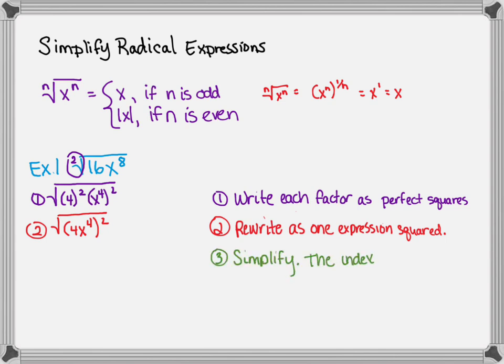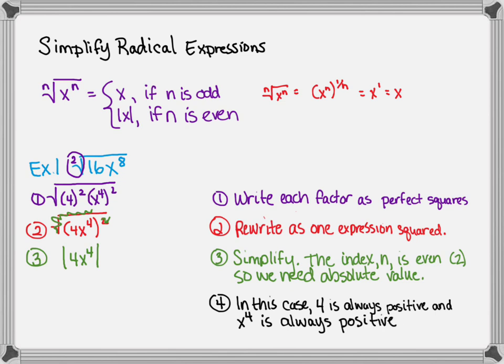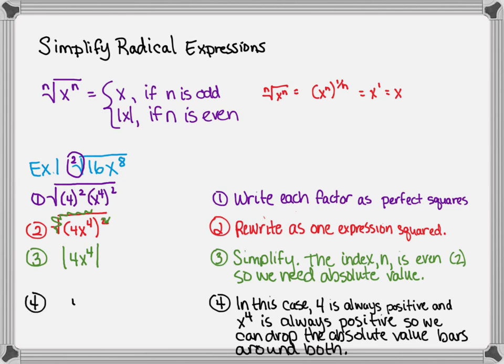And then simplify. The index n here is even, it's 2, so we need absolute value. The square and the square root are inverse operations, so we've got the absolute value of 4x to the 4th. In this case, 4 is always positive, and x to the 4th is always positive, so we don't really need the absolute value bars, and we can drop them and just rewrite this as 4x to the 4th.